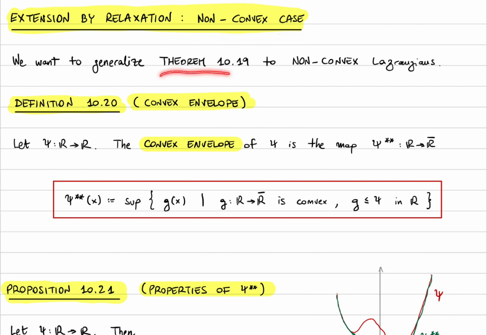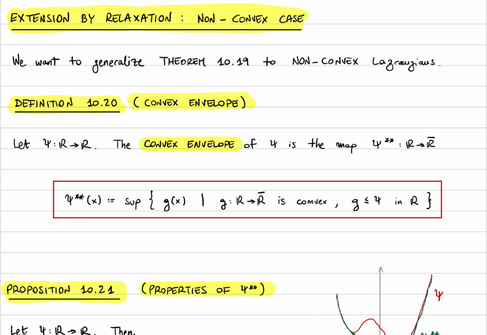So as I said, I want to generalize theorem 10.19 to non-convex Lagrangians. And the first definition we need is the one of convex envelope. So given a function psi from R into R, the convex envelope of psi is the map psi star star. So this is just a notation. Psi star star defined from R into the extended reals in the following way.